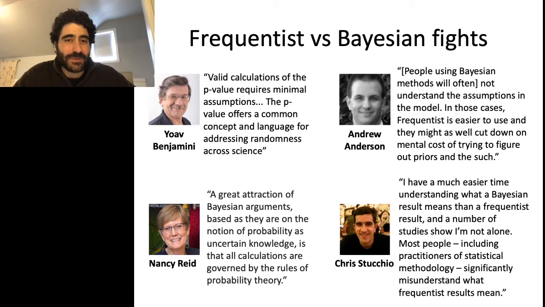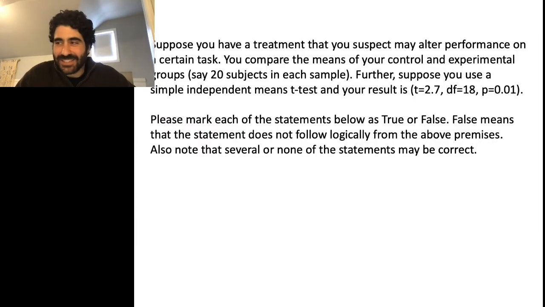So I'm going to run one of these studies on you now. This is intended to be a little bit challenging, but the studies look like this. They'll give you a scenario. Suppose you have a treatment you suspect may alter performance on a certain task. You compare the means of your control and experimental groups, say 20 subjects in each. You use an independent means t-test, and your result is that you have a p-value of 0.01.